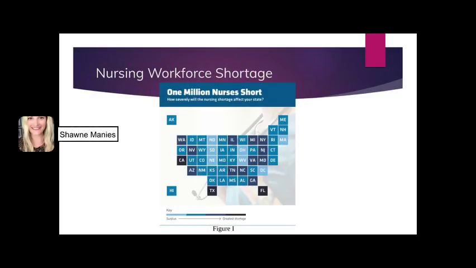So the nursing workforce shortage in America is huge. The Bureau projects that over 500,000 nurses will need to be replaced, suggesting overall that 1.5 million nurses are necessary by 2022.